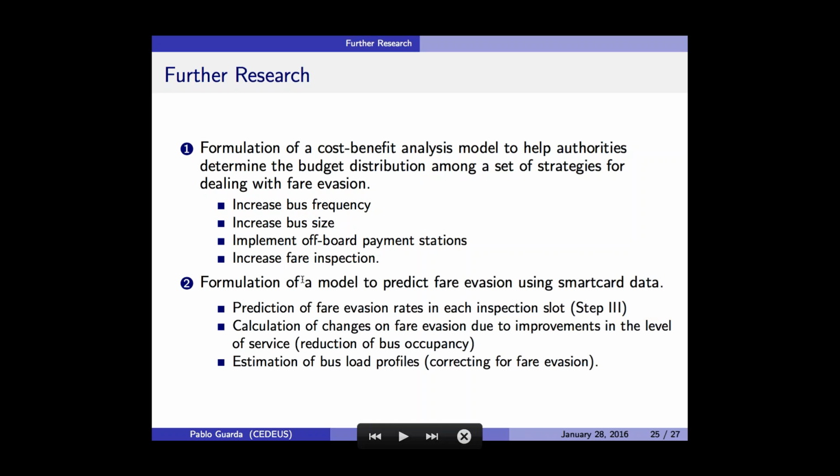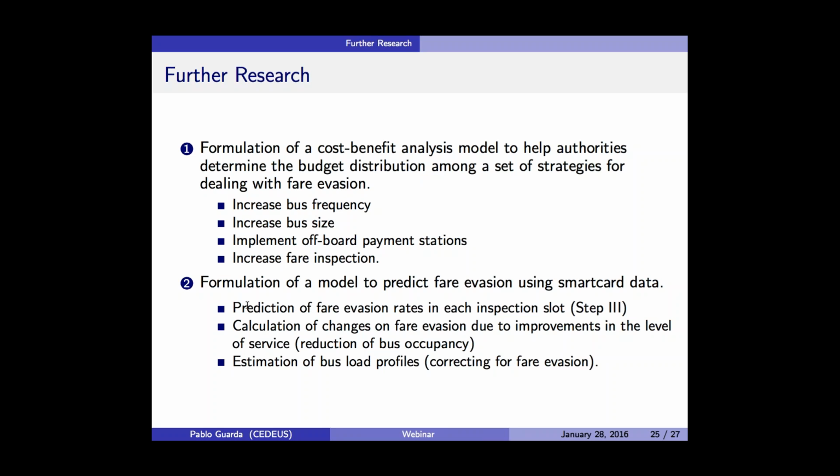And second, formulation of a model to predict fare evasion using smart card data. We are currently working on that with a group here at PUC, and this will allow, for example, to predict the fare evasion rate in each inspection log without assuming fare evasion rates known previously, as we did for this study.